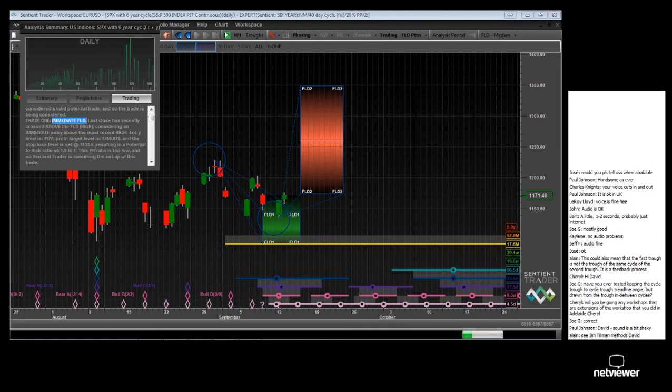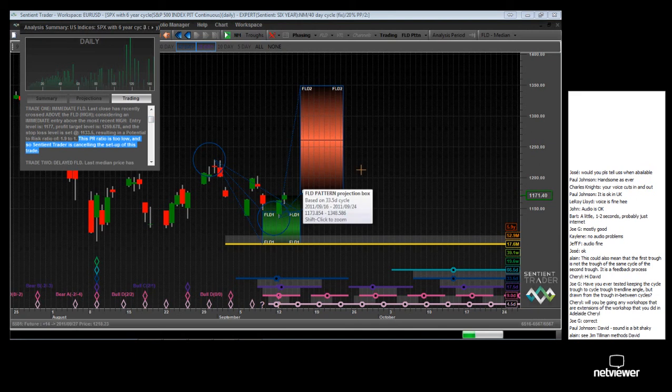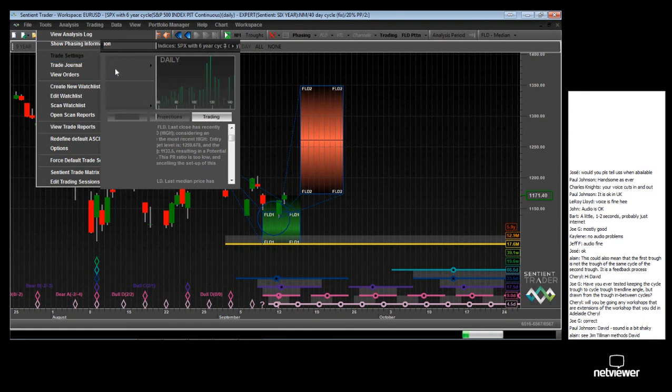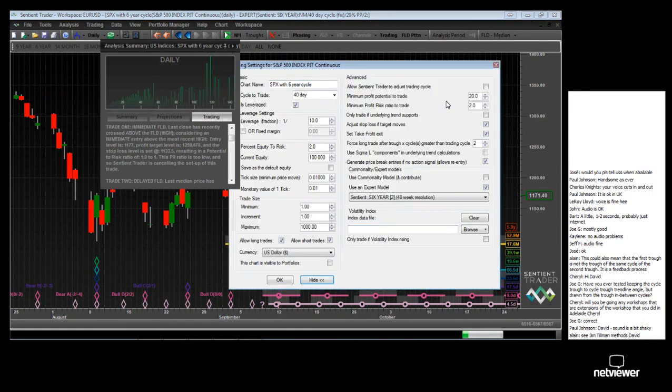Then what Sentient Trader does is it considers 4 separate trades, and I will come back to this next week because it's time for us to begin wrapping up for today. I'll come back to the 4 separate trades, but it considers a trade. Remember I said that FLDs and VTLs are used to make trading decisions as well as to make analysis decisions, and so Sentient Trader makes 4 separate possible trading decisions. One is based upon an appropriate FLD. It says here, trade 1, immediate FLD, last close has recently closed above the FLD, considering an immediate entry above the most recent high. It works out the target levels, it works out the stop loss. At the end of its whole thought process, it says this results in a potential to risk ratio of 1.9 to 1.